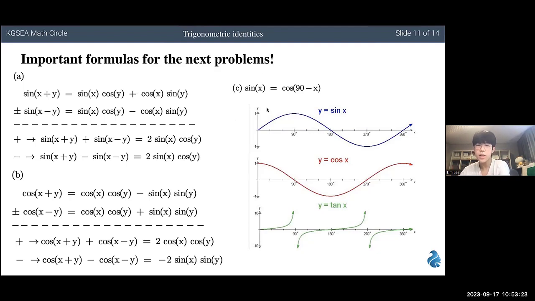The third lemma, C, is just derived from the functions of sine x and cosine x. And we can see that sine x actually looks the same as cosine x, but is just shifted to the left, which is why cosine of 90 minus x is equal to sine x.